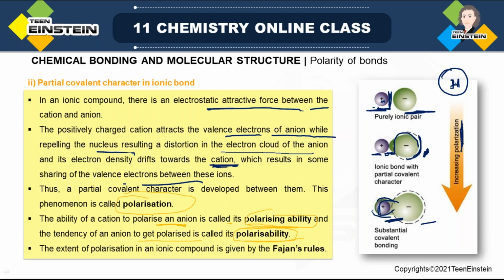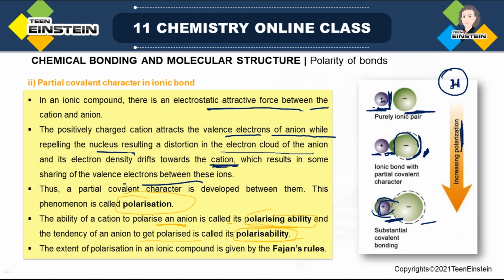In both the examples, the cation is fixed. You are just changing the anion. Suppose you have taken KCl and KBr. The cation is fixed, the anion is different. Now you have to consider the polarizability of Cl minus and Br minus. The higher the polarizability, the higher will be the polarization phenomena.